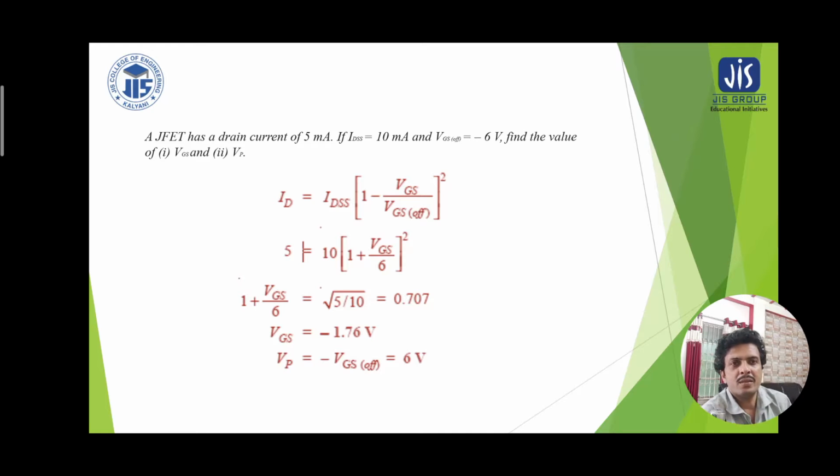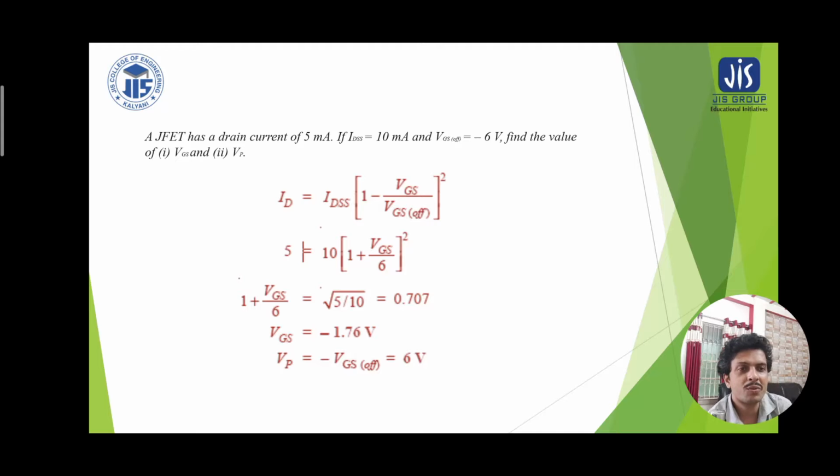So here another problem is given where a JFET has the drain current 5 milliampere. So it is the instantaneous drain current. It has been told that it is 5 milliampere. If IDSS equal to 10 milliampere, so IDSS always stands for VGS equal to 0 volt.